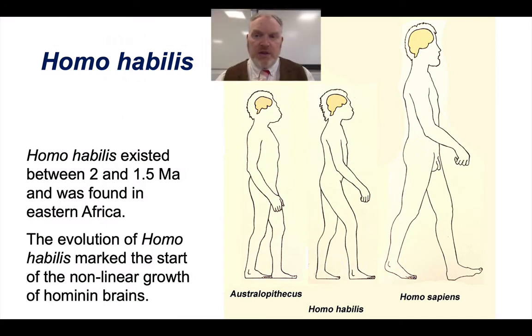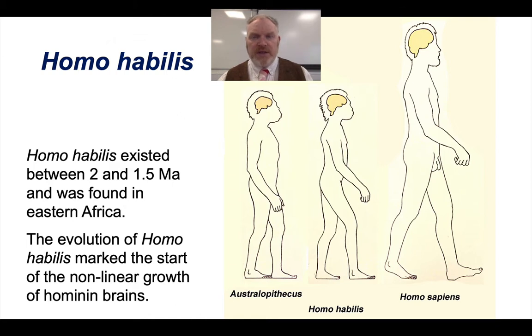If we start then to look at some evolutionary developments, from Australopithecus we have a species we call Homo habilis, between 2 and 1.5 million years ago, again in Eastern Africa. We start to see some changes here. You can see they're much smaller than modern humans, more similar in size to Australopithecus.